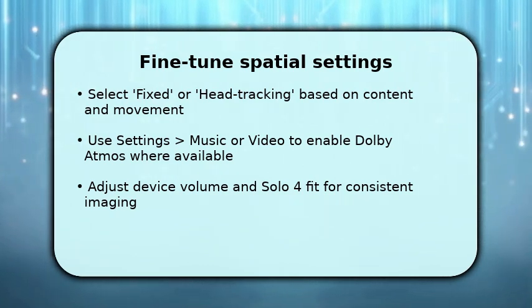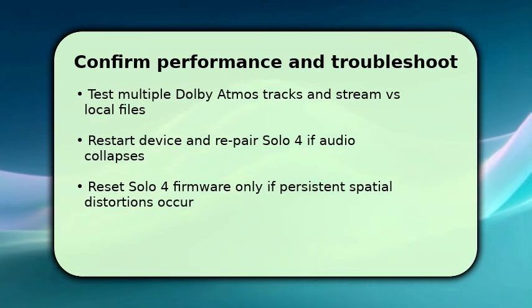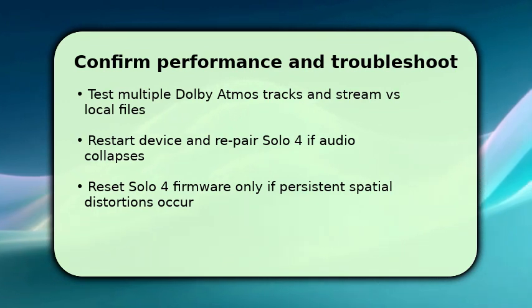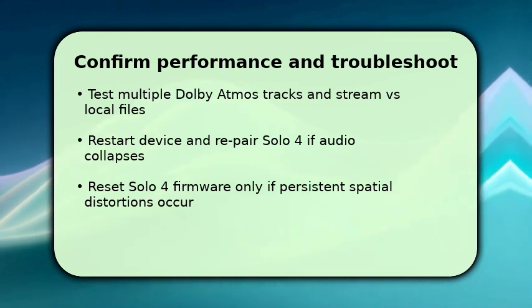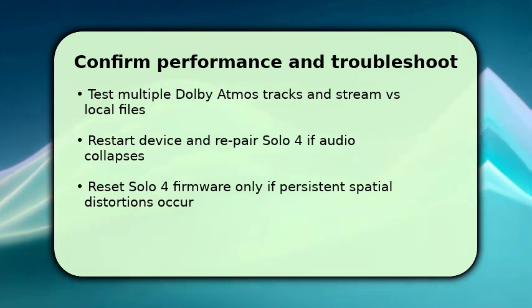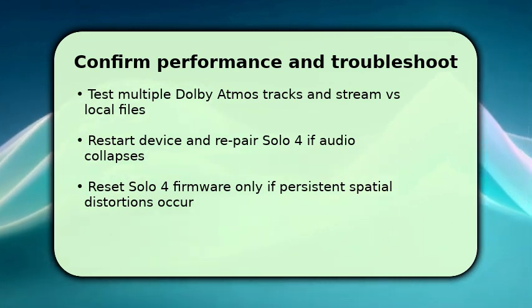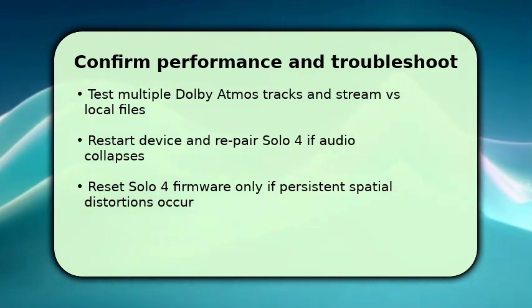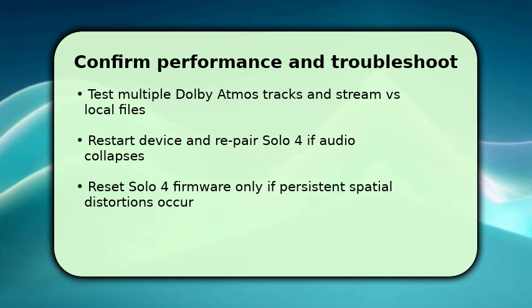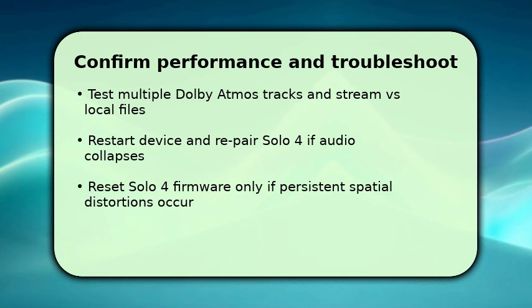Finish by verifying across several tracks and streaming sources to ensure spatial audio stability. Some streams vary in metadata. If spatial cues collapse or feel mono, restart your phone and repair the Solo 4. That often clears Bluetooth negotiation hiccups. If problems persist, update or reinstall firmware, and only then perform a factory reset on the Solo 4. One key tip: check for obstructions and close competing Bluetooth apps. Interference often masquerades as spatial distortion.